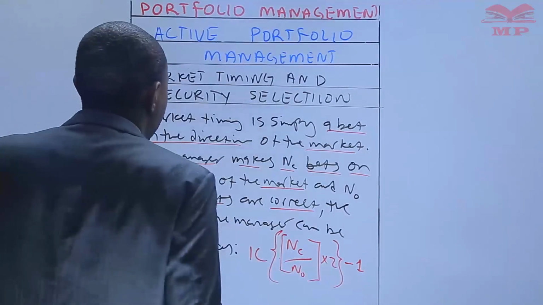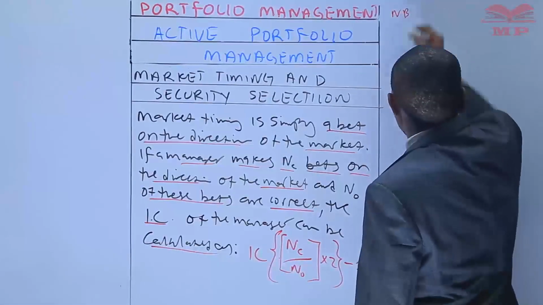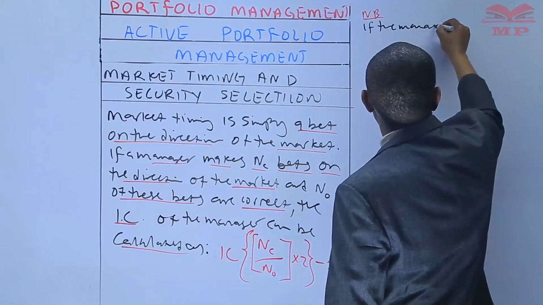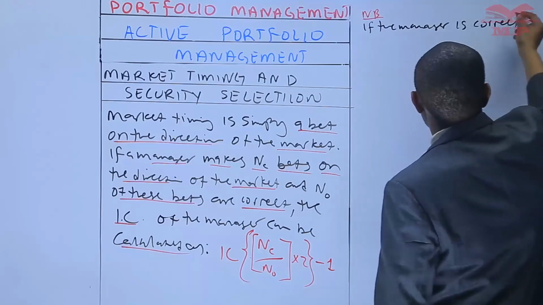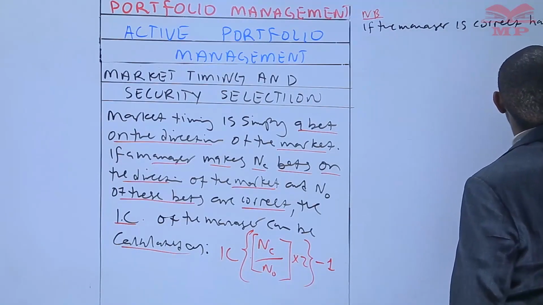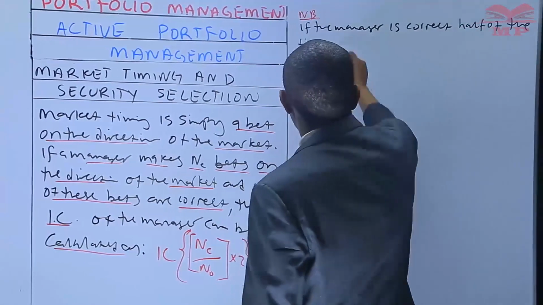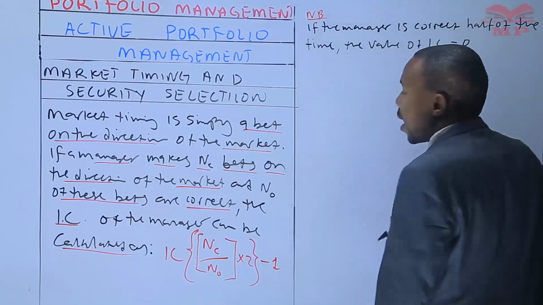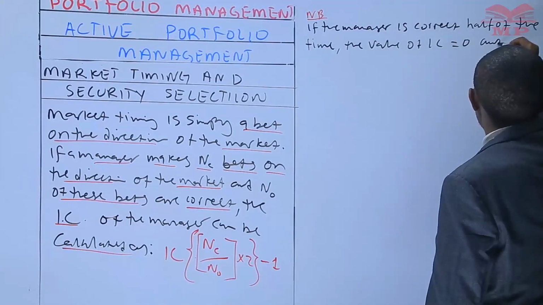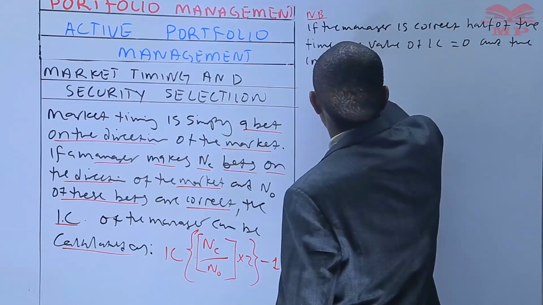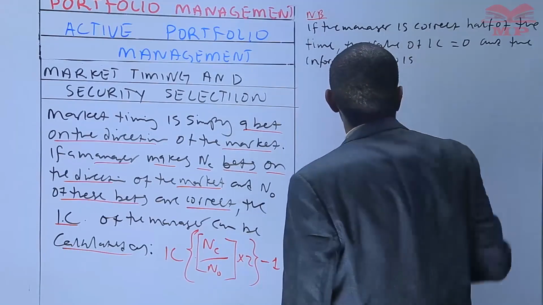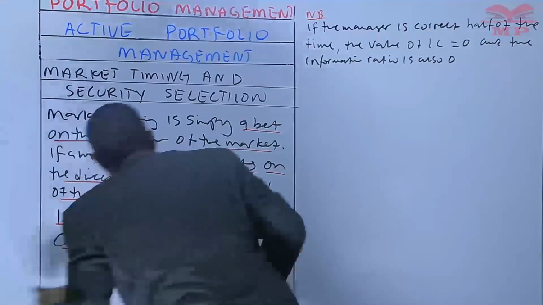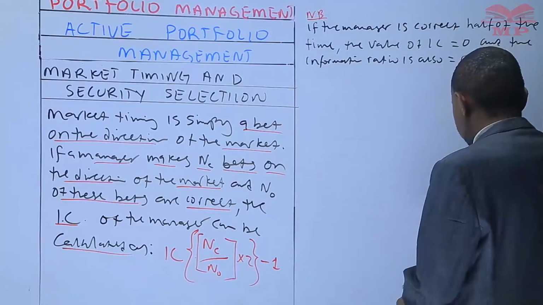Note that if the manager is correct half of the time, the value of IC is equal to 0, and the information ratio is also equal to 0. That's what we are saying.